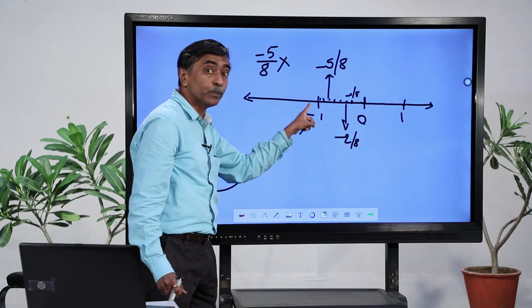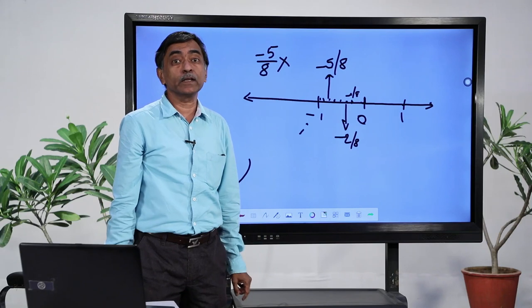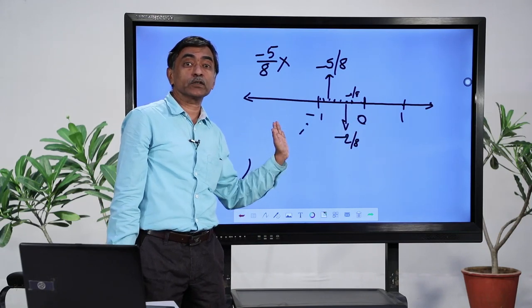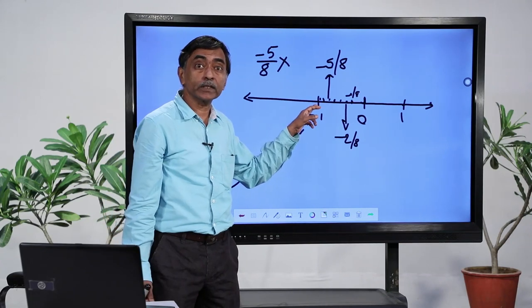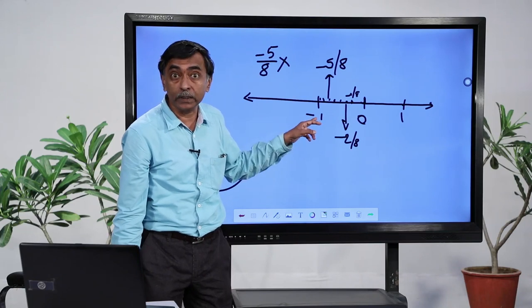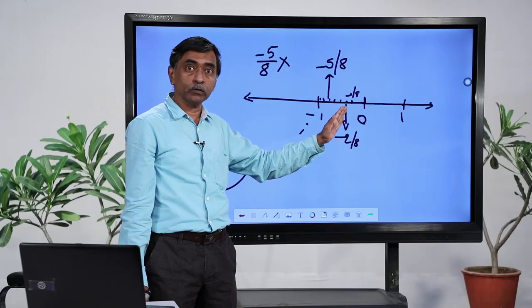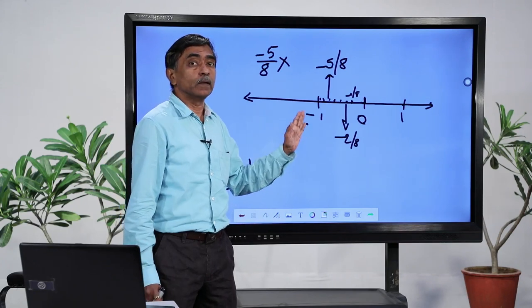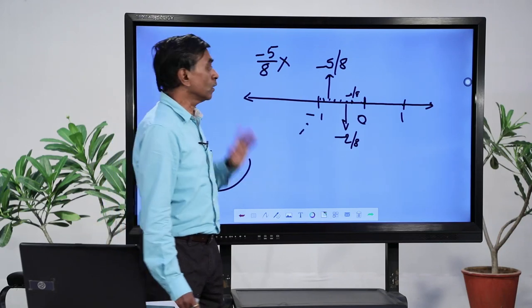How many jumps to reach minus 1? You need 1, 2 and 3 jumps to reach minus 1. So, 5 jumps to reach 0 and 3 jumps to reach minus 1, which is the shortest one. You will find that reaching minus 1 will be shortest, means minus 1 is the nearest integer to minus 5 by 8. So, this is what we have decided now. So, you plotted a number line, you represented minus 5 by 8 on the number line, divided this into equal parts and saw which particular integer is nearest to minus 5 by 8.